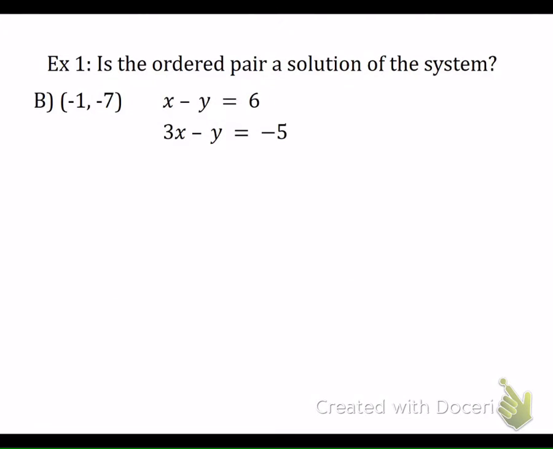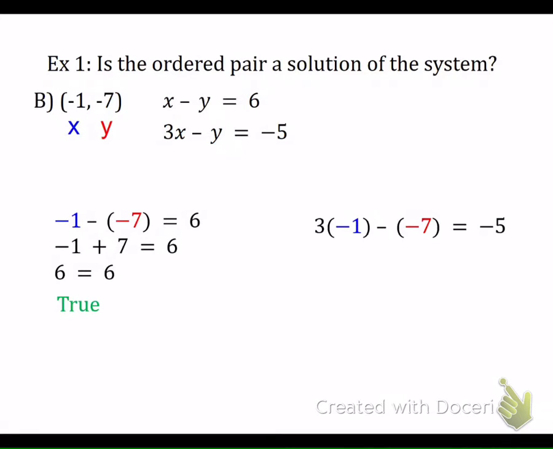All right, here's the next one. So once again, I am going to plug the ordered pair in. So I'm going to plug negative 1 in for my x's, negative 7 in for my y's. So in the first one, I have negative 1 minus negative 7, so negative 1 plus 7, which is 6. So 6 does equal 6, right? So that's true. Let's check the other one.